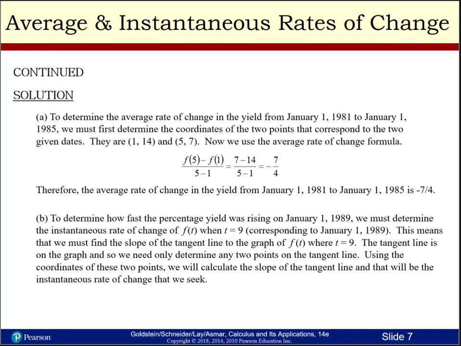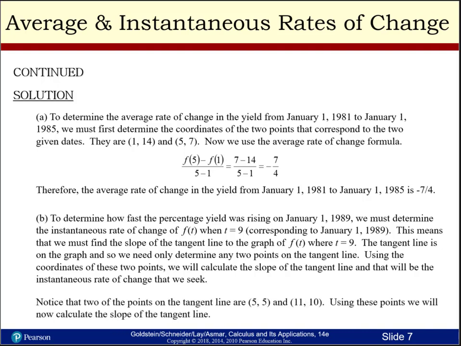To determine how fast the percentage yield was rising on January 1st, 1989, we're going to first have to determine the instantaneous rate of change of f of t when t equals 9. So we don't have a function, so that's going to be a little hard to do. So this means we're going to have to find the slope of the tangent line. So we're just going to draw this tangent line on the graph where we think it is. Since we don't have a function, we're only going to need 2 points on that tangent line, then we'll get an estimate value of it. And using the coordinates of these 2 points, we're going to calculate the slope of the tangent line, and that's going to be the instantaneous rate of change that we're looking for.